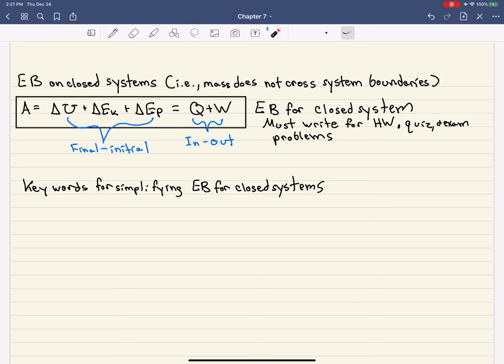And I want to emphasize that this is for closed systems. For a closed system, that means that we do not have any mass crossing the system boundaries. But even though mass is not crossing the system boundaries, we could still have energy cross the system boundaries. Right? And so here's the fundamental energy balance equation that you should write whenever you're dealing with closed systems.